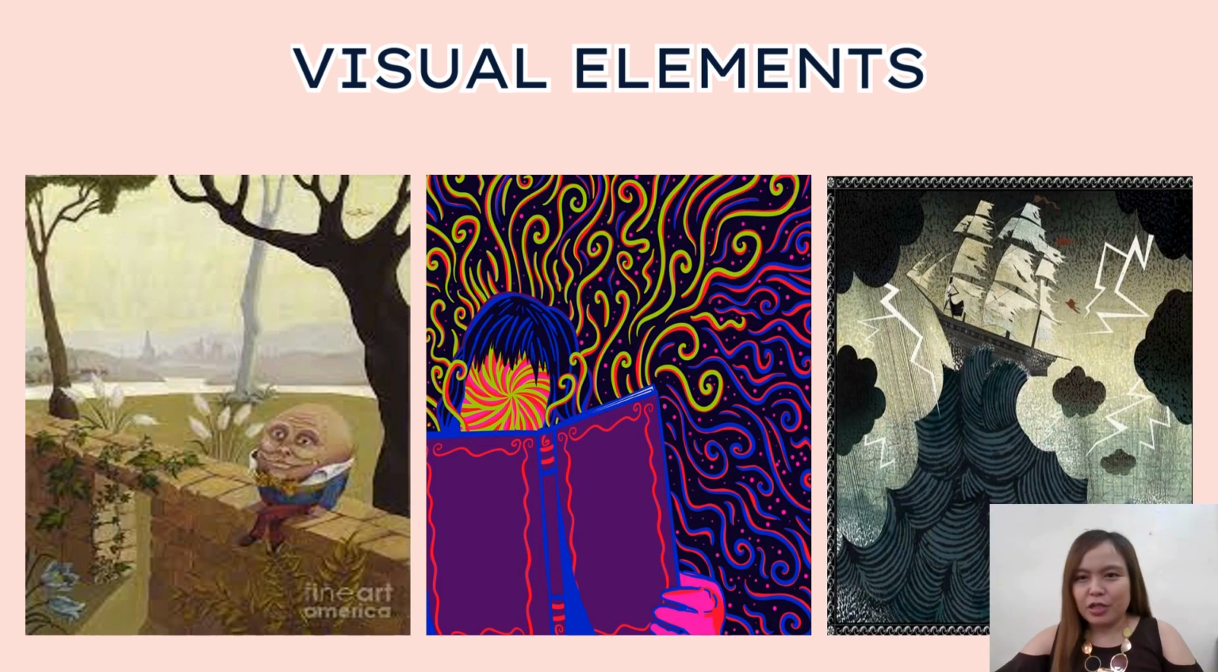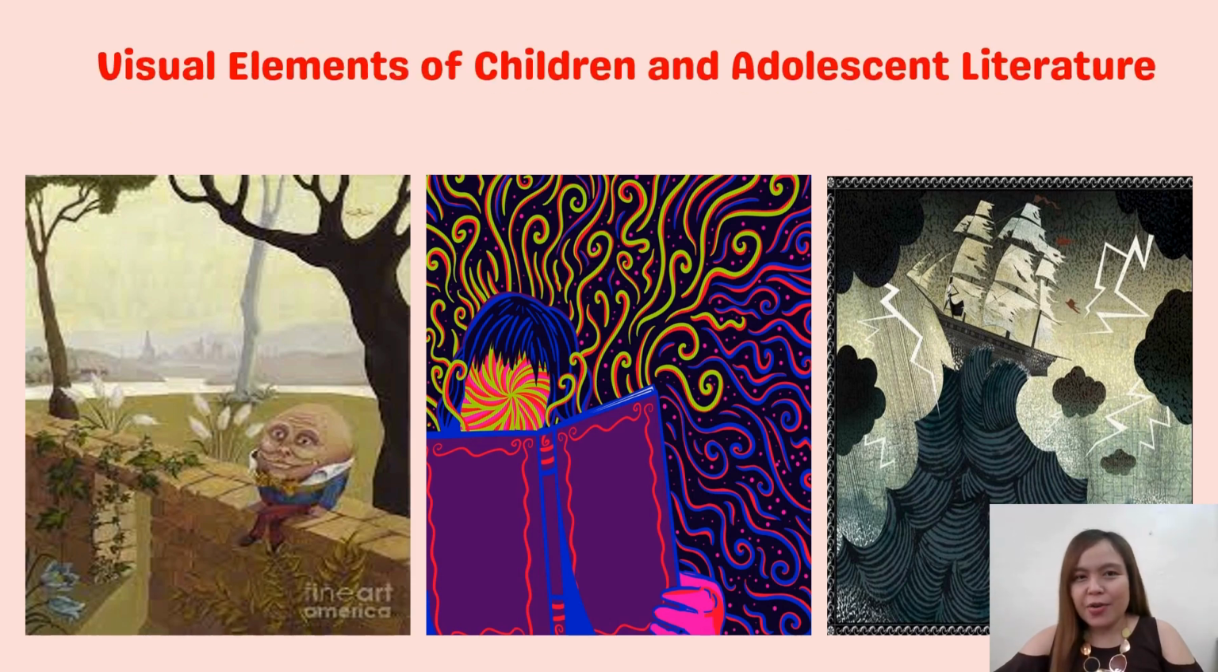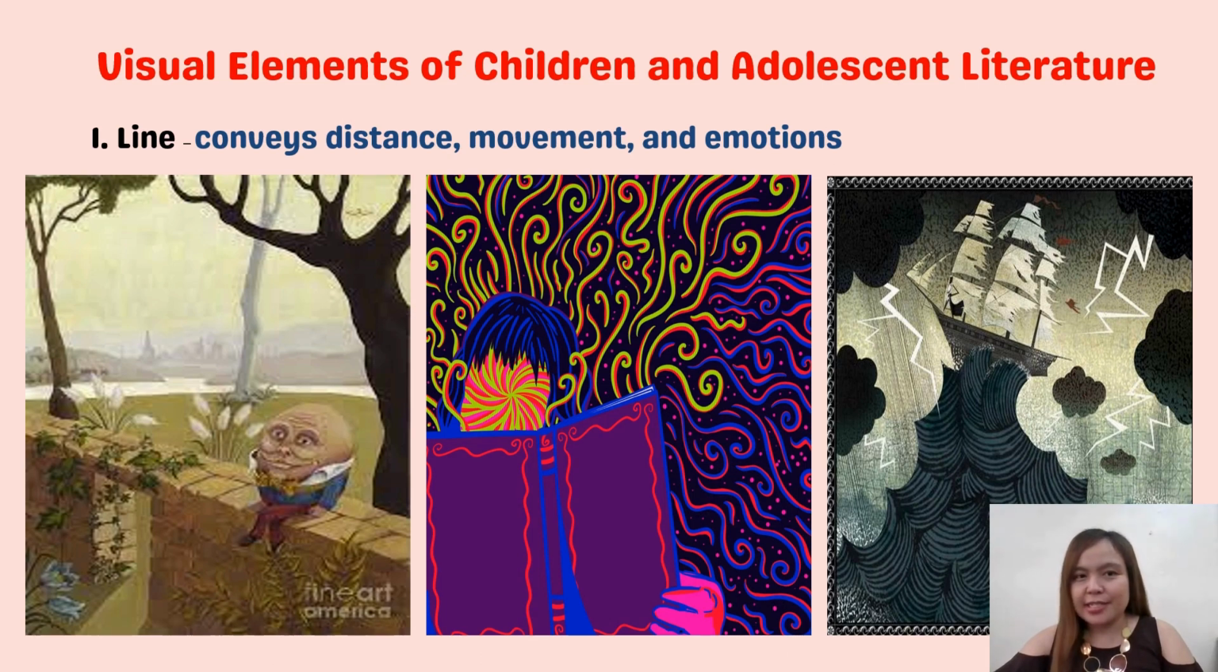What about this? What do you think about those flashes of thunder and lightning and the big waves that are rocking the ship? These are another example of visual elements, or the first example of a visual element, which is the line. Now, the lines convey distance, as in the case of the wall in Humpty Dumpty. It creates movement, as in the case of the second picture, wherein the squiggly lines seem to be moving all over. Plus, it conveys emotions.